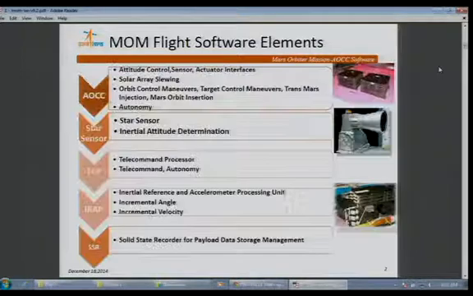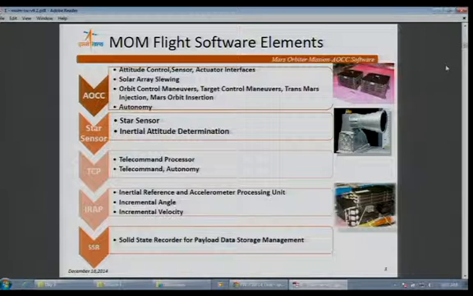In the Mars Orbiter mission flight software elements, there are many flight software systems. The first one is the attitude and orbit control computer, which I'll be talking about. It is for the purpose of attitude control, and it takes care of all the orbit maneuvers, target control maneuvers, and Mars orbit insertion maneuvers. A major part of autonomy is built into the AOCC system. The other software-based systems are the star sensor, which provides the inertial attitude, the telecommand processor, the inertial reference and accelerometer unit, and the solid-state recorder. These are some of the software elements. I'll be covering the attitude and orbit control computer.